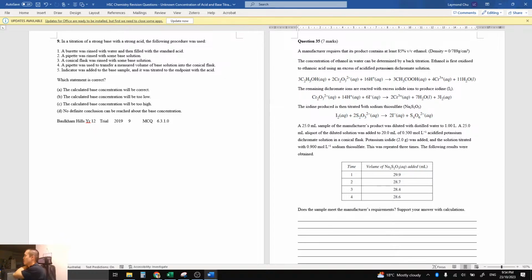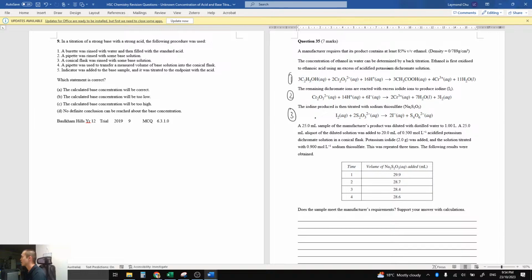Now, okay, a 25 ml sample of manufacturer's product was diluted with distilled water to 1 liter. A 25 ml aliquot of the diluted solution was added to 20 ml of 0.5 moles per liter acidified potassium dichromate in a conical flask. Potassium iodide, 2 grams, was added and the solution titrated with 0.9 moles per liter sodium thiosulfate. This was repeated 3 times. The following results were obtained. Great, we've got some titer information. Okay, so essentially it's done all the reaction for us. So we got reaction 1, reaction 2, and reaction 3.